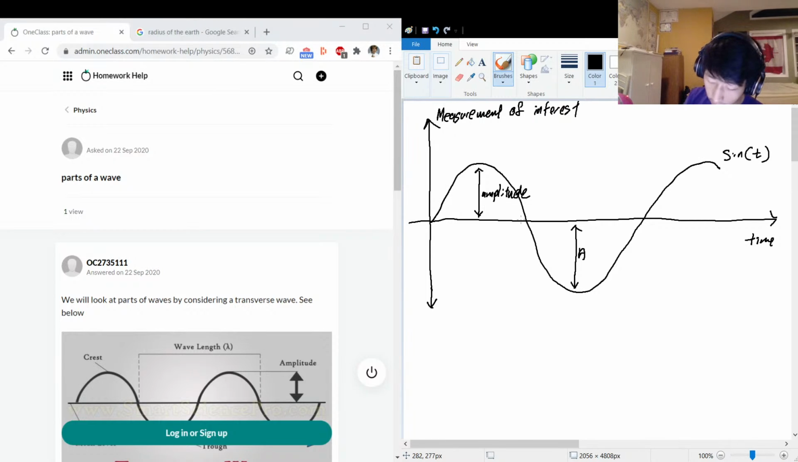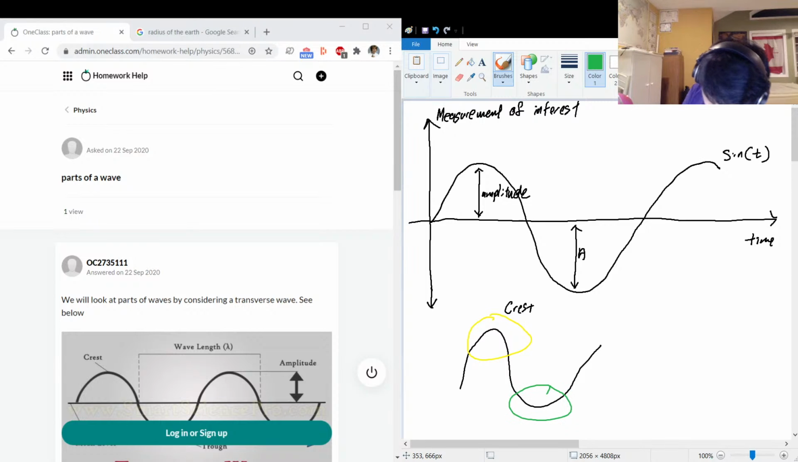That's the amplitude. The top of a wave, this section, that's called a crest. And the bottom of the wave is called a trough.